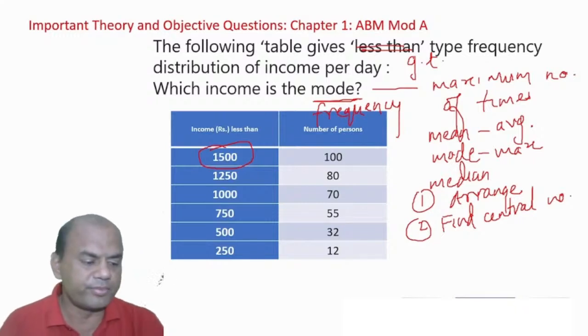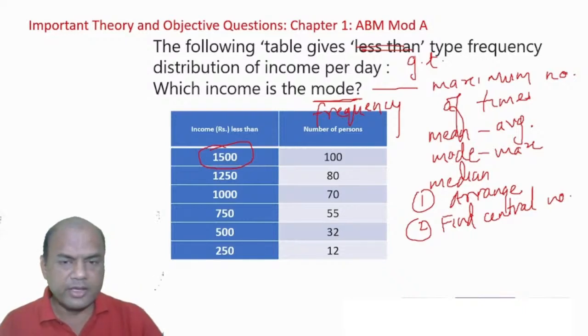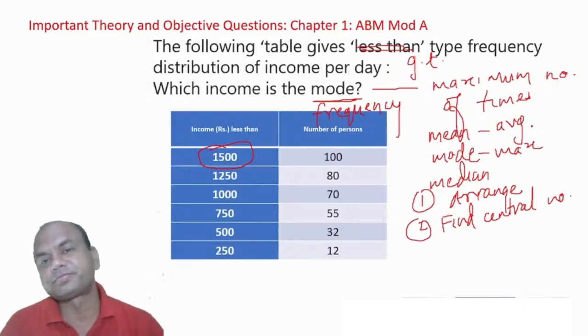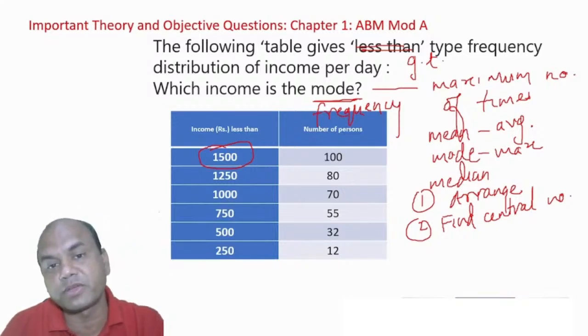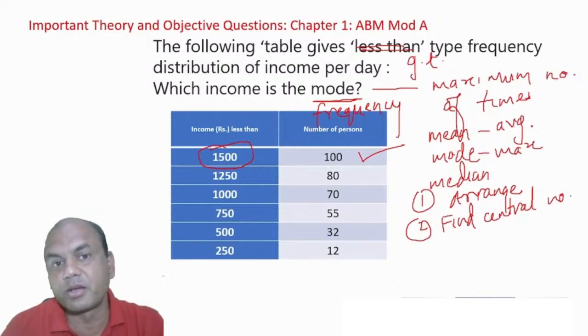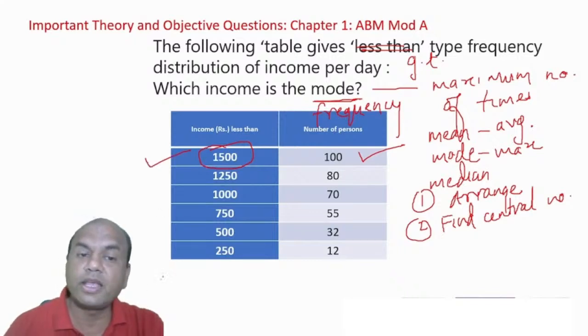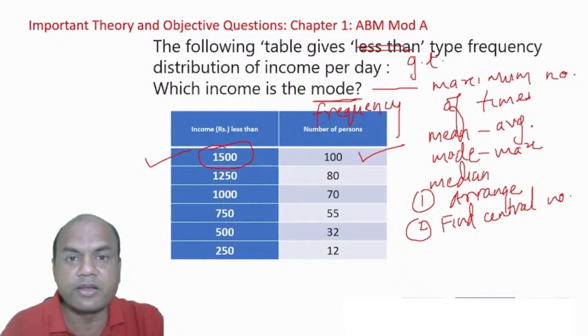So now tell me, what is the mode? Which one is coming maximum number of times? This is the frequency. Which one has the maximum frequency is the mode. So which is having maximum frequency? 100. So which income class is the modal class? So this is 1500. This is your answer. In exam, tick on that wherever 1500 is given. Clear, simple? Shall we move ahead?